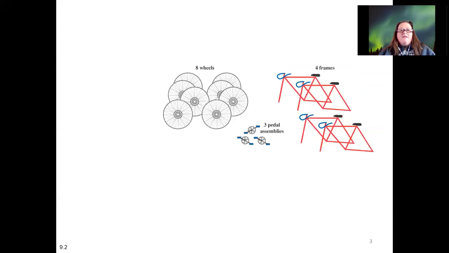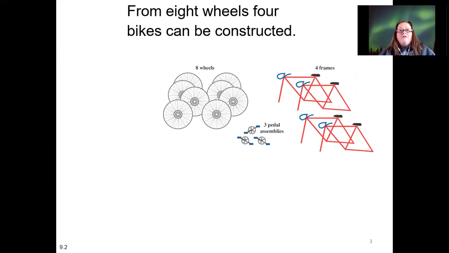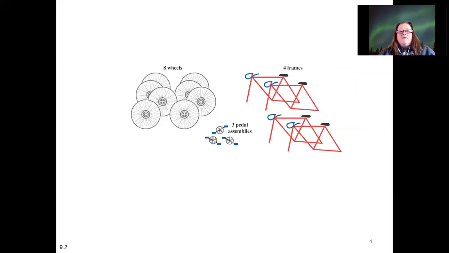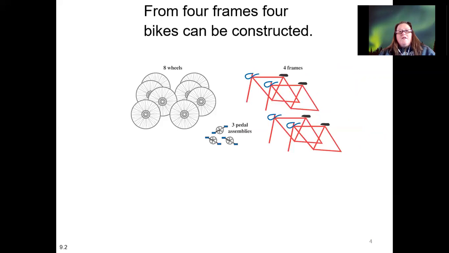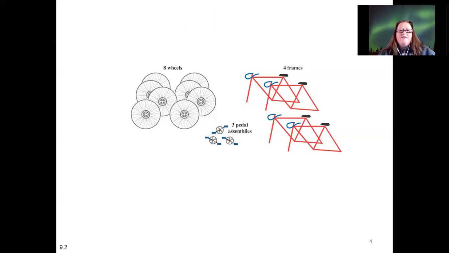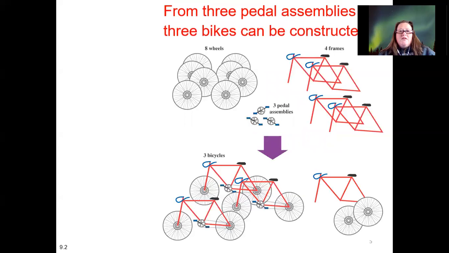So if we look at the wheels by themselves, from 8 wheels, we could potentially get 4 bikes. From 4 frames, we could potentially get 4 bikes. But with the given ingredients that are there, we only have 3 pedal assemblies. So this is what's going to happen. From 3 pedal assemblies, we can construct 3 bikes. So when you take all of this into consideration, we are only going to make 3 bikes.